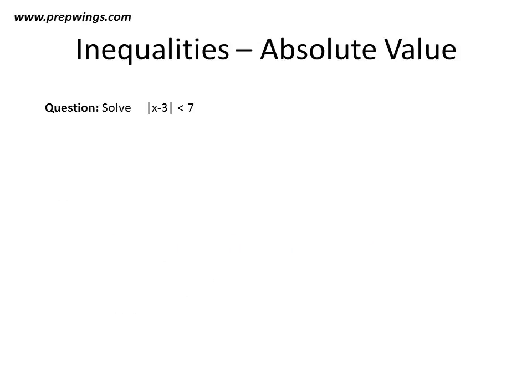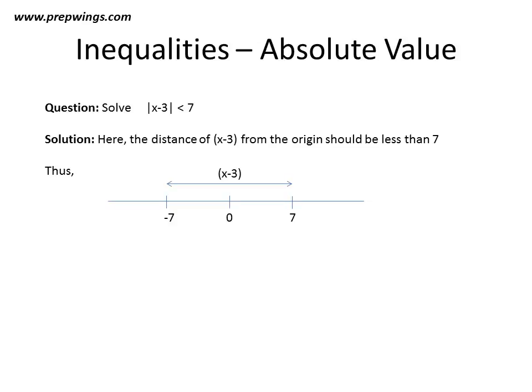Now over here we'll do a question of inequalities and absolute value. The question says absolute value of x minus 3 is less than 7. Now what it means is the distance of x minus 3 from 0 should be less than 7, and the distance can be both on the positive and the negative side. Thus we have x minus 3 lies between minus 7 and 7.